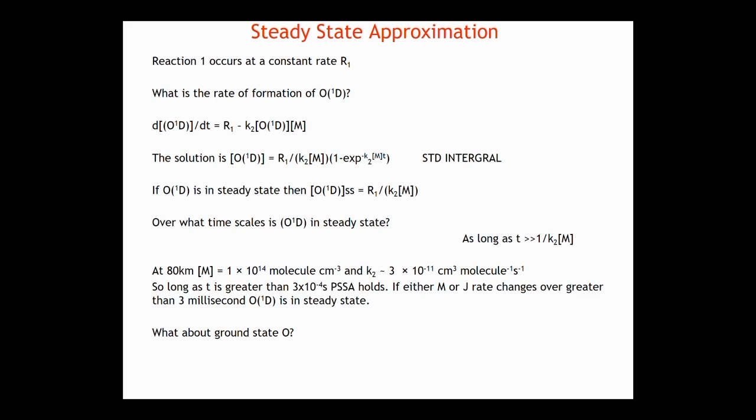Now, if this thing is in steady state, what has to be true? The rate of change, d[O singlet D]/dt, is zero. Yeah? So R1 must equal k2 [O singlet D][M]. So the steady state O singlet D concentration is equal to the reaction rate R1 divided by k2 divided by the concentration of M, if M is essentially the pressure. It's always in steady state if the time constant in that integral is much longer than 1 over k2[M], because that makes that exponential big. Right?